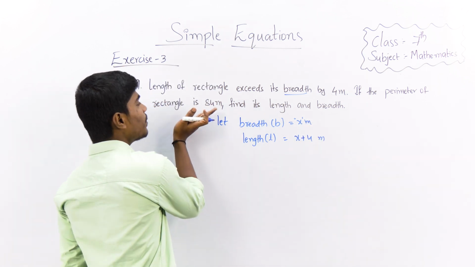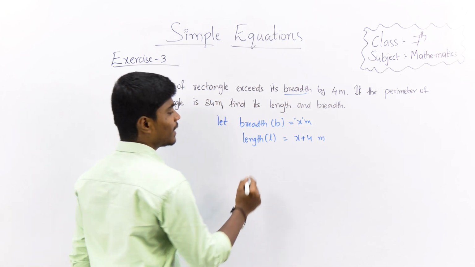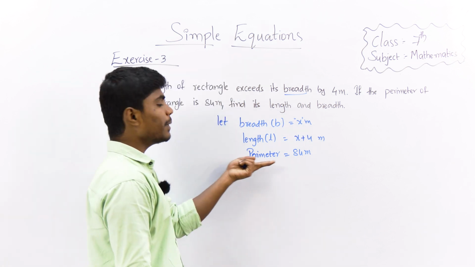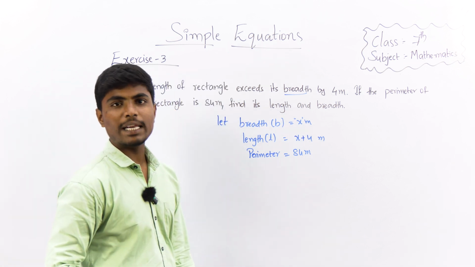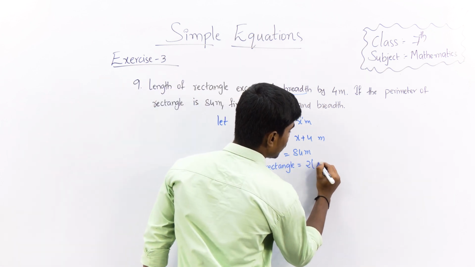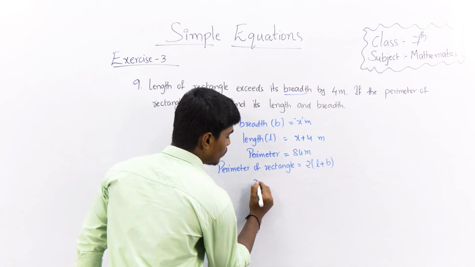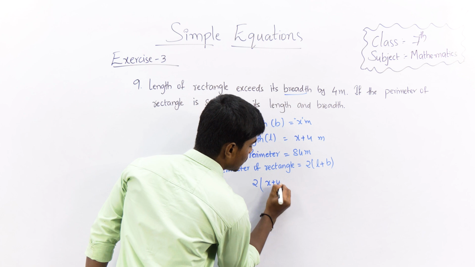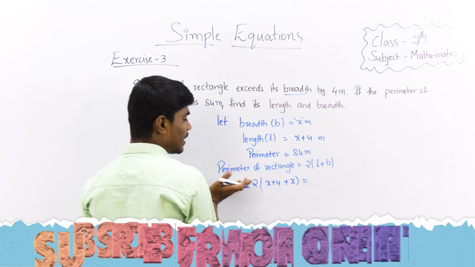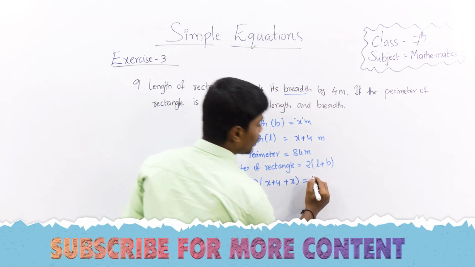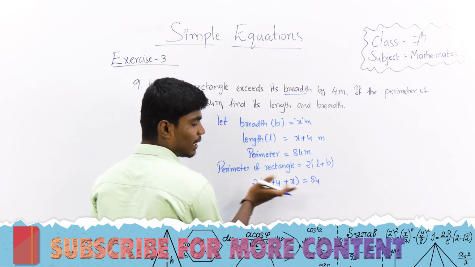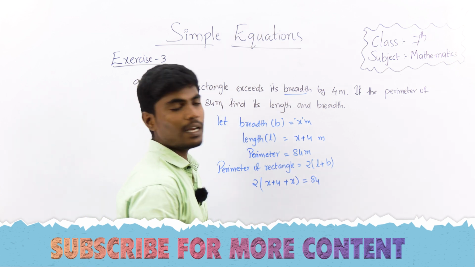Now he gave the perimeter of the rectangle as 84 meters. We know that the perimeter of a rectangle is 2 of L plus B. So 2 of L, which is x plus 4, plus B, which is x, is equal to the perimeter, 84. Here 2 is multiplying on the left side. If we move it to the right side, it will divide.